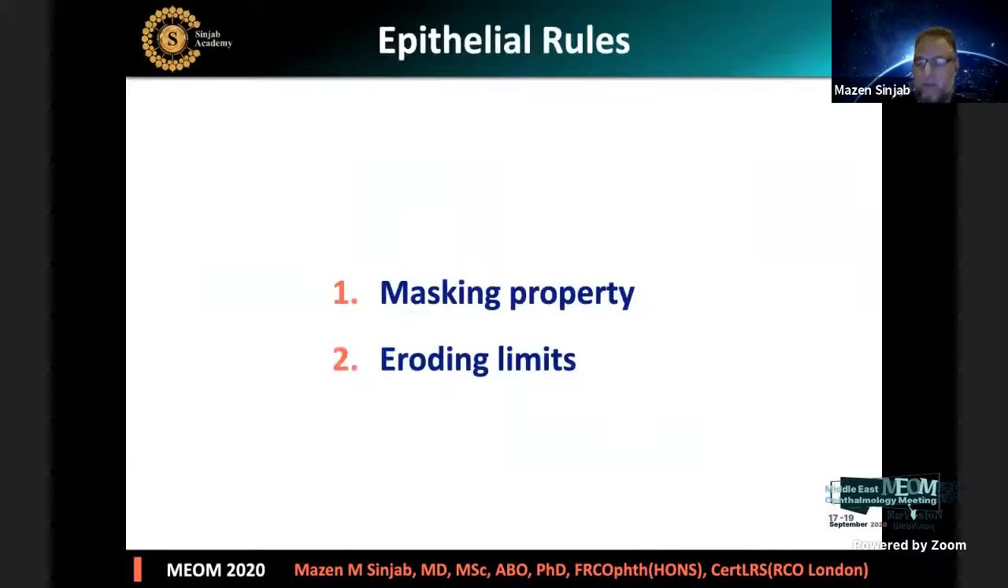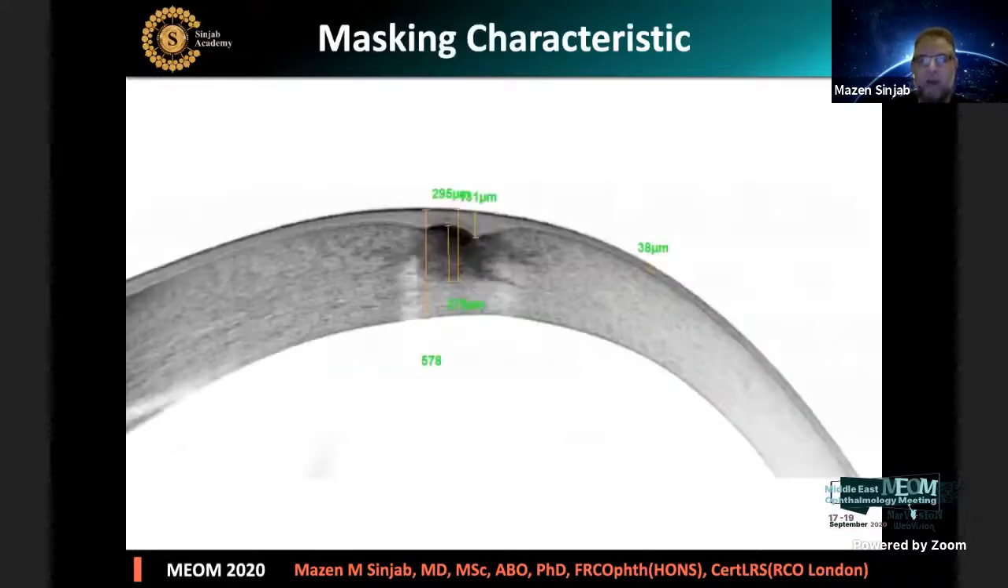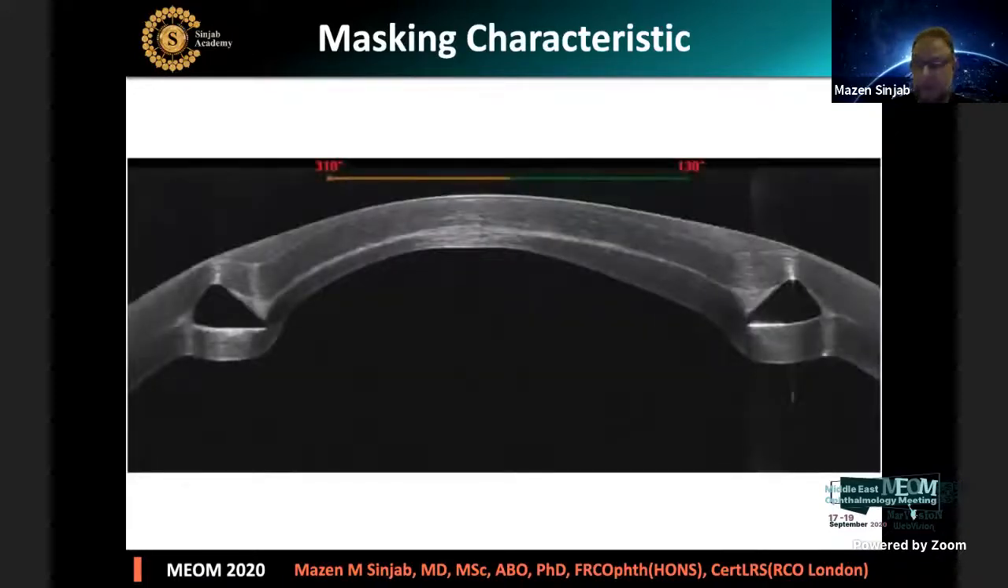Second, we come to the epithelium studying, because the epithelium has two roles, the masking property and the eroding limits. These should be kept in mind when we check the epithelium. The masking characteristics: we all know that it has a filling effect in order to regularize the anterior surface of the cornea. This is an example of that.